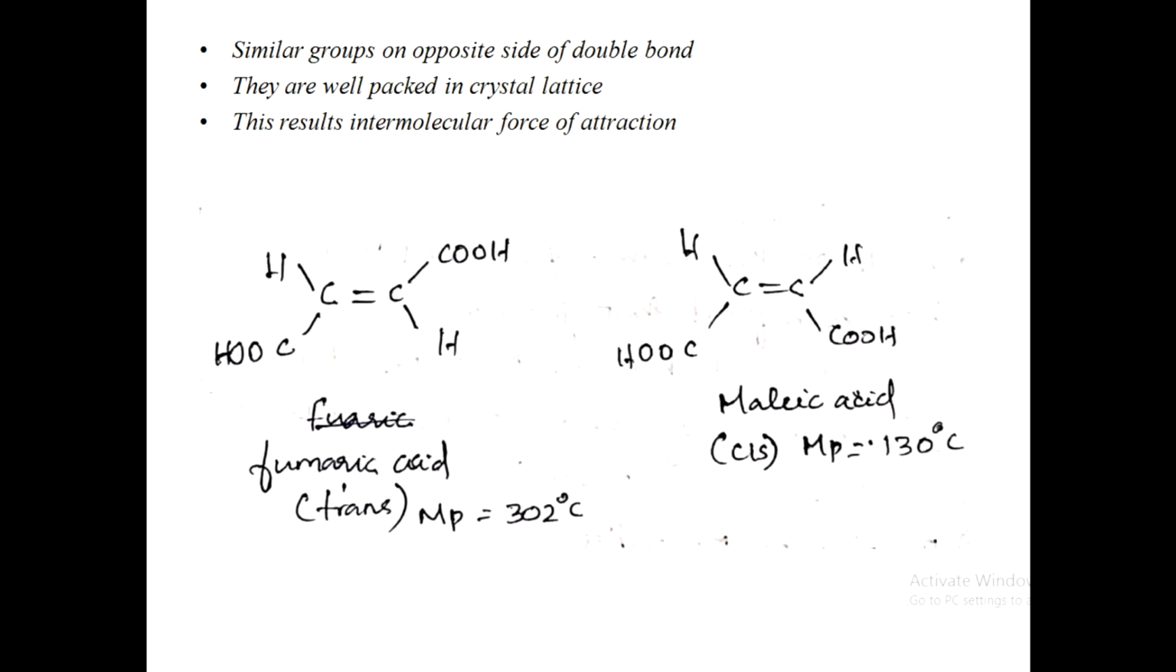You can see the example, that is maleic acid and fumaric acid. Maleic acid is cis and fumaric acid is trans. And the melting point of maleic acid is 130 degrees Celsius and fumaric acid is 302 degrees Celsius.